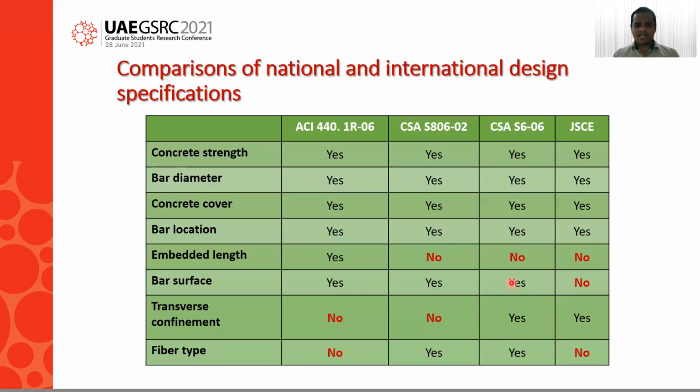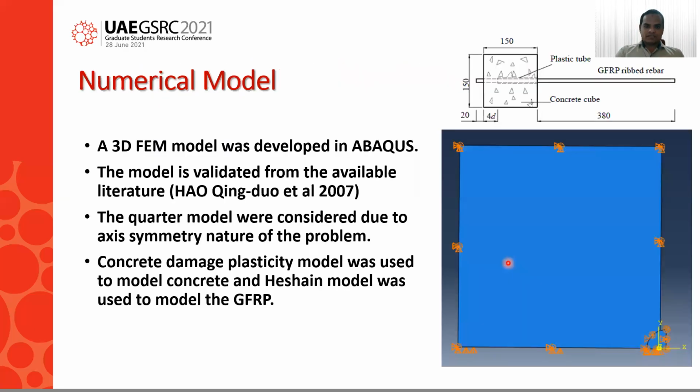Here what I have done is compare all these four standards against the variables for the study. As you can see, embedded length is especially considered only in the ACI code, while the other codes have not included it in their models. Also you can see none of the codes considered all the factors affecting the bond performance of the bars. Therefore, this area is still open for future researchers.